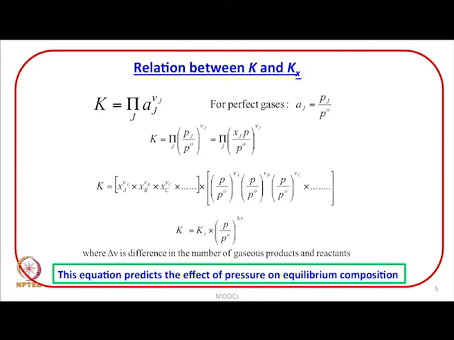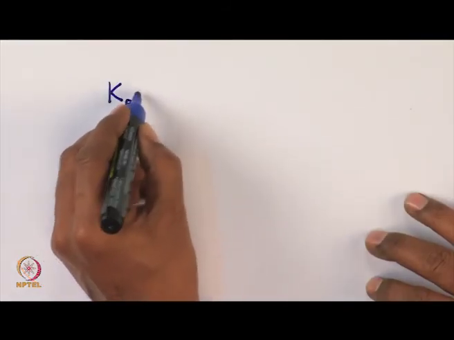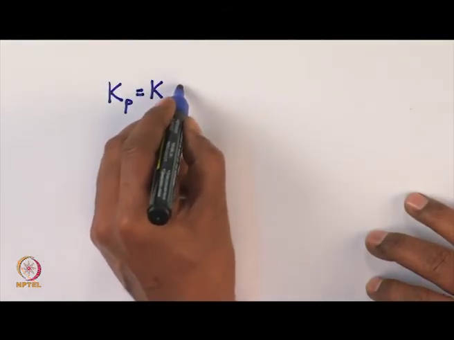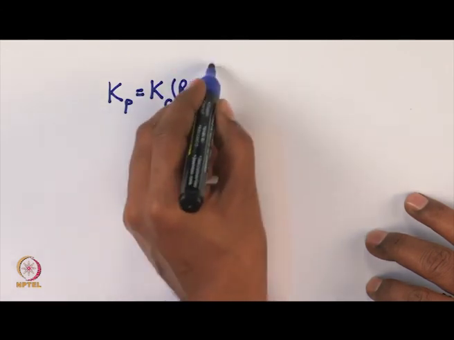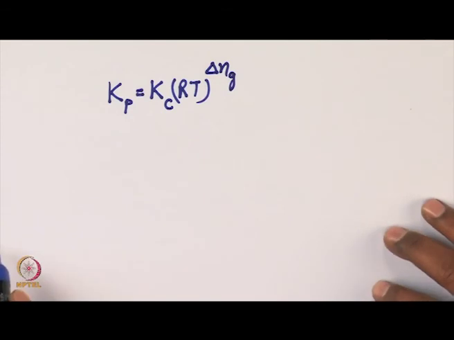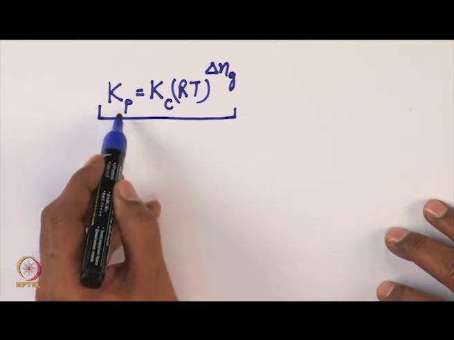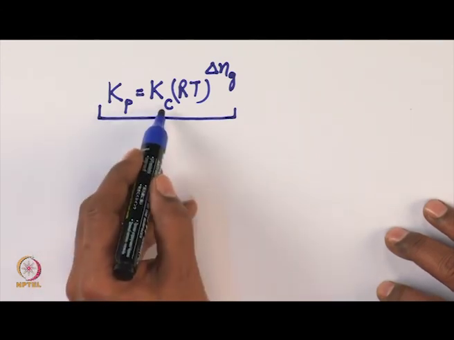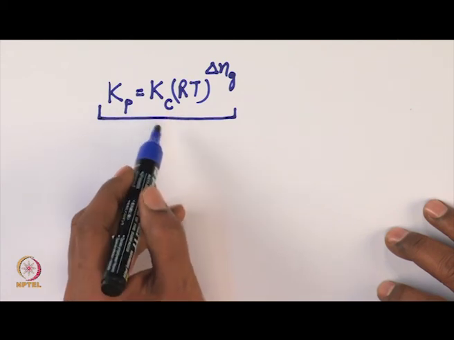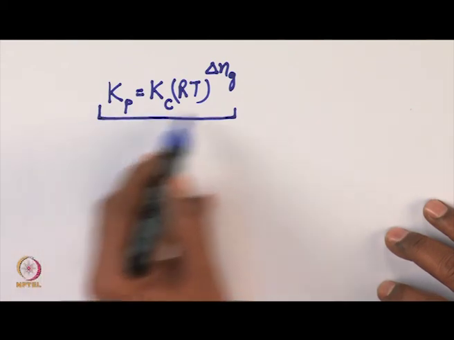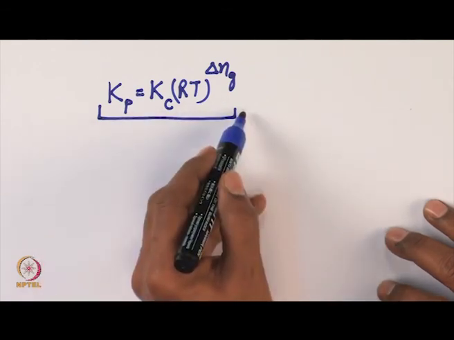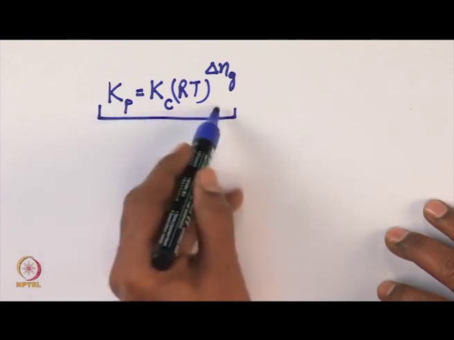Elementary textbooks describe the relationships between Kp and Kc. Kp is equal to Kc into RT raised to the power delta Ng. It works out well, but you know the Kp is expressed as the ratio of pressures, Kc is expressed as the ratio of concentrations, and although this equation works, if you look at the units on each side, it runs into trouble.